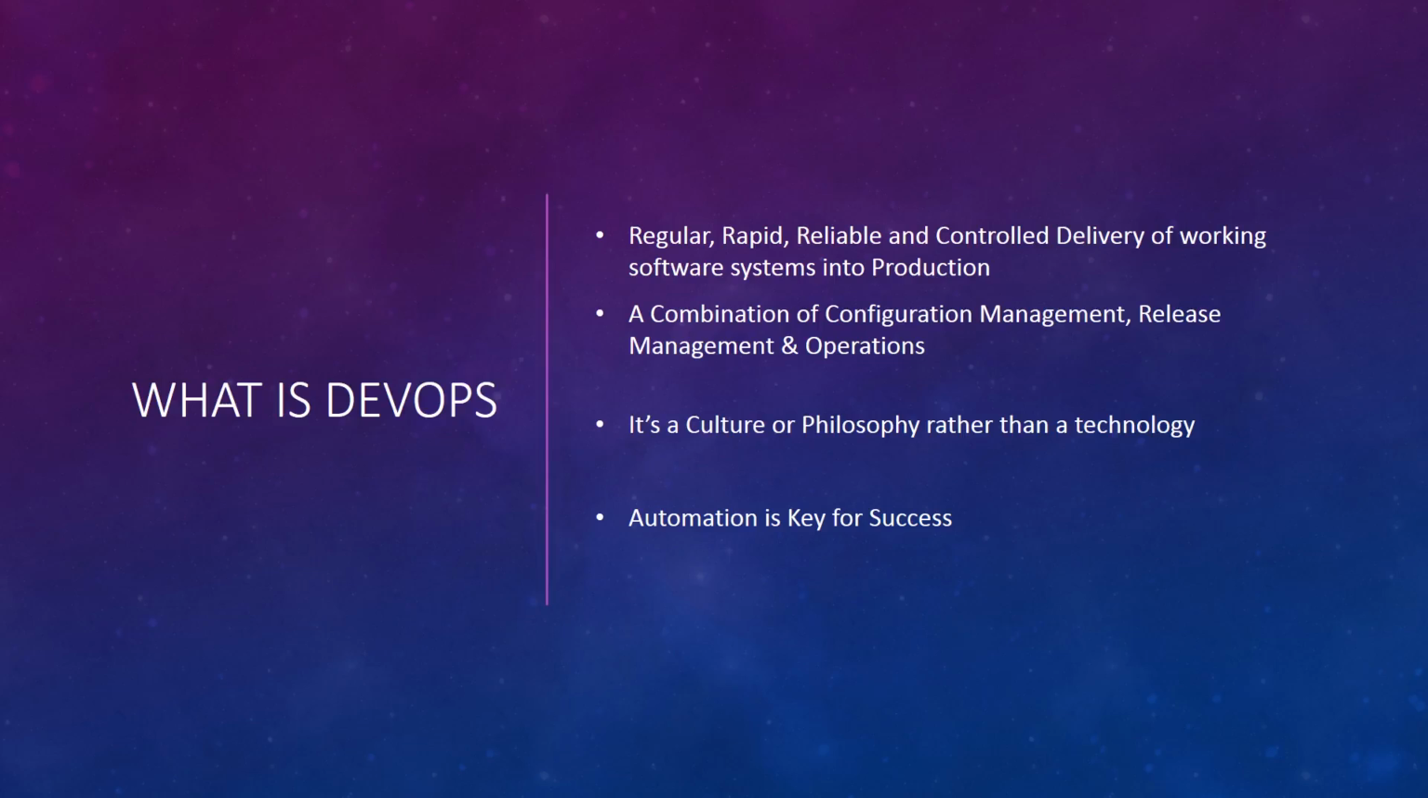So what is DevOps? DevOps is basically a regular, rapid, reliable, and controlled delivery of working software systems into production. Continuous delivery of it. A combination of configuration management, release management, and operations. It's a culture or philosophy rather than a technology, and automation is key for success. In a DevOps environment, the majority of the work is done via automation and with the help of tools. So by a combination of certain tools and processes, we can do DevOps.